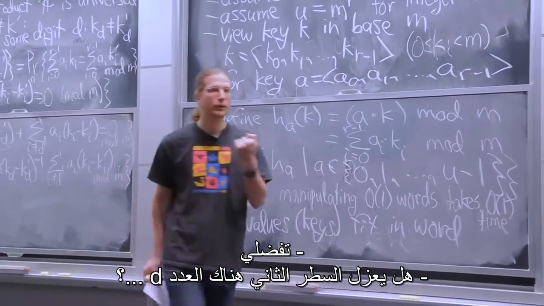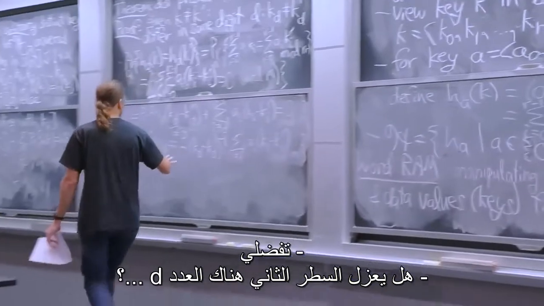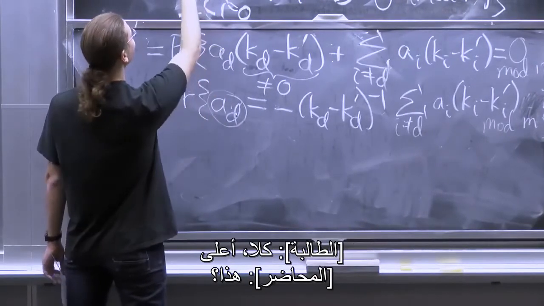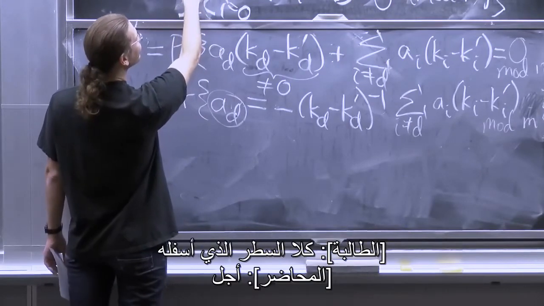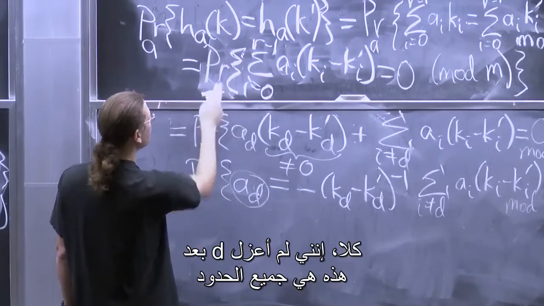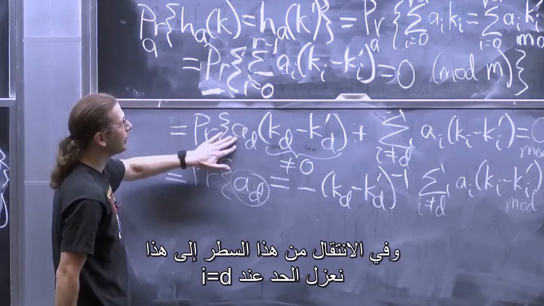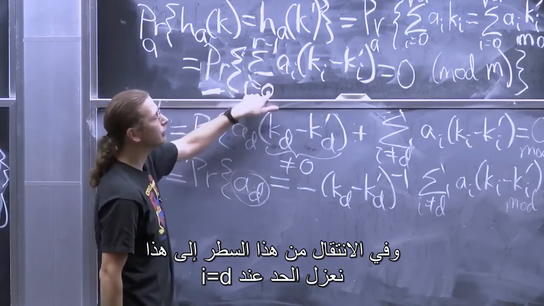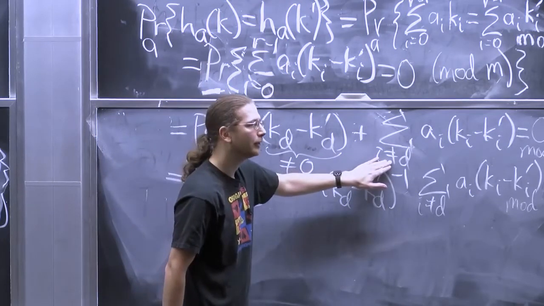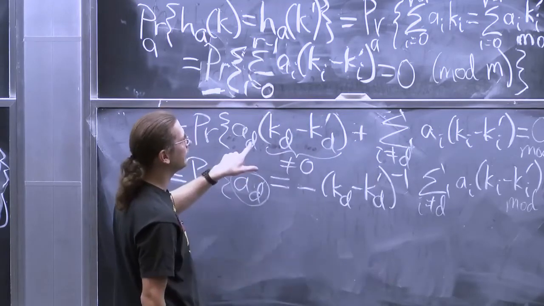Sorry, is the second line over there isolated? Second from the top. This one? No, the one below that. Yes. Is that line isolated D? No, I haven't isolated D yet. This is all the terms. And then going from this line to this one, I'm just pulling out the I equals D term. That's this term, and then separating out the I not equal to D. This sum is just the same as that sum, but I've done the D term explicitly. Okay.